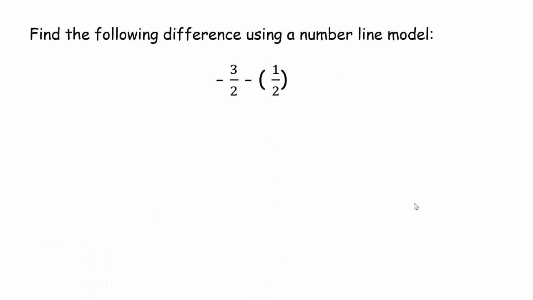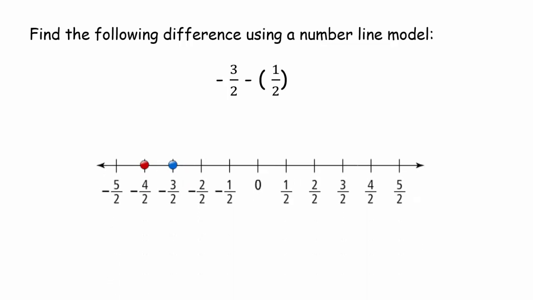Find the following difference using a number line model. So there's our number line. Minus 3/2 means from 0 we will go 3/2 to the left. And then if we're subtracting a positive, that means we will move left some more. We remember that from our video on subtracting positives on the number line.